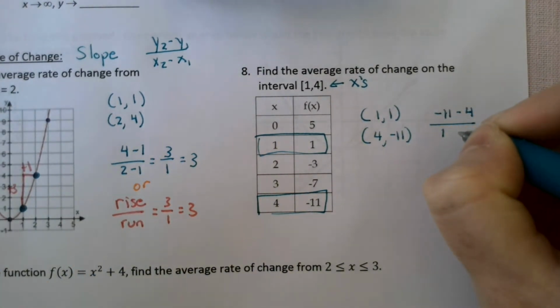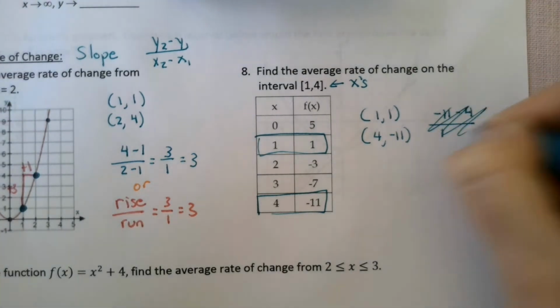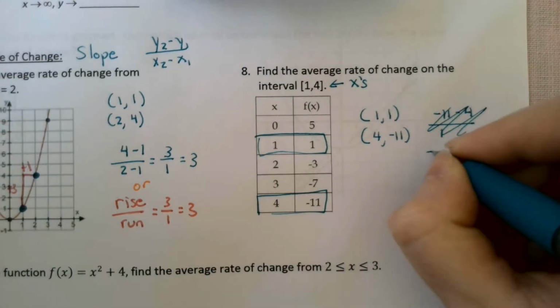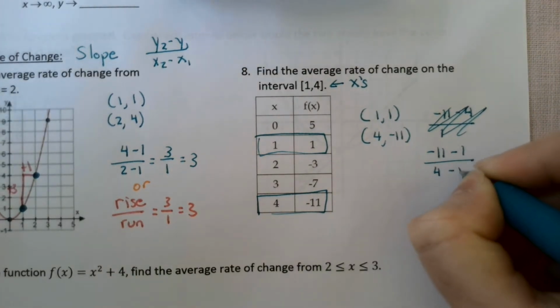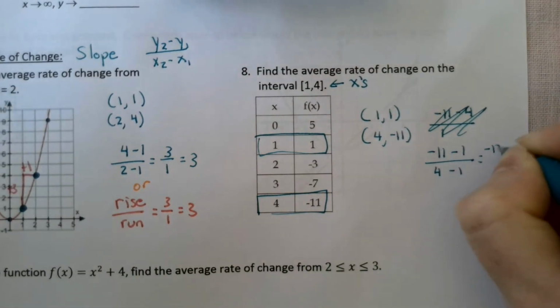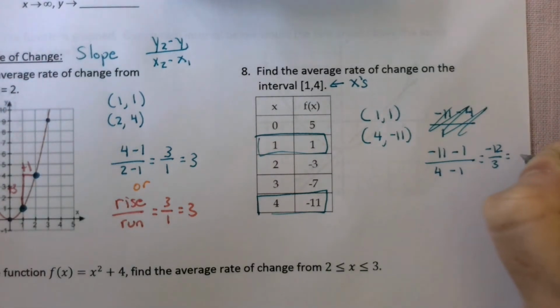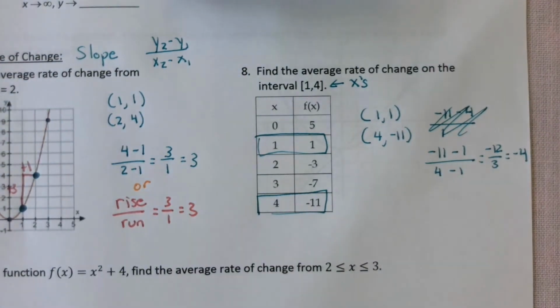Whoops, I did something wrong. Yes, I did. Sorry, guys. That's going to be negative 11 minus 1 over 4 minus 1. So that's going to be negative 12 over 3, which is going to give us negative 4. Sorry for the pounding in the background.